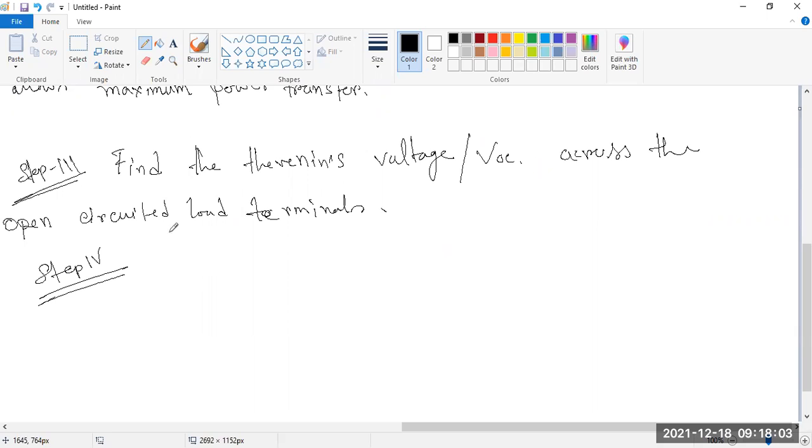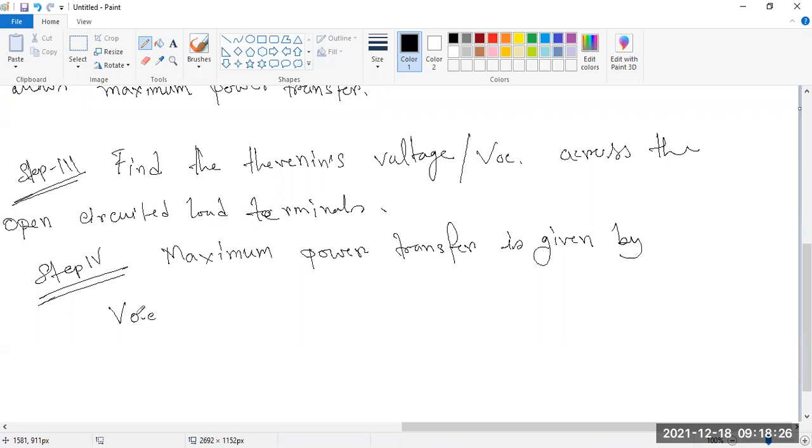Then step 4. Now maximum power transfer is given by VOC square by 4 RTH. Okay, why?